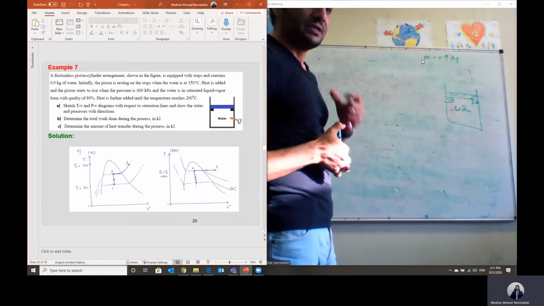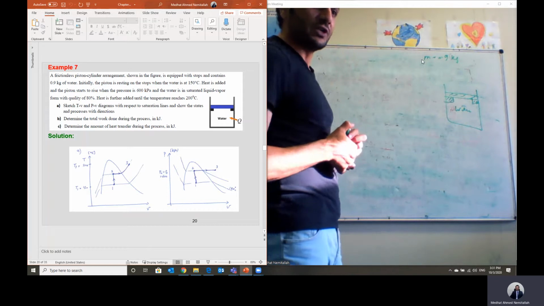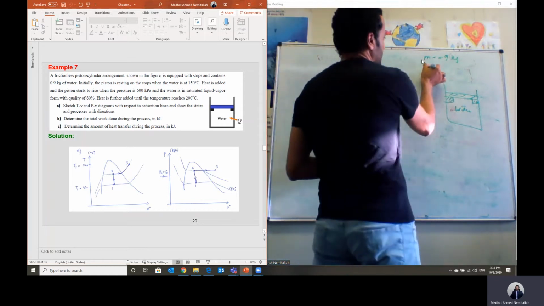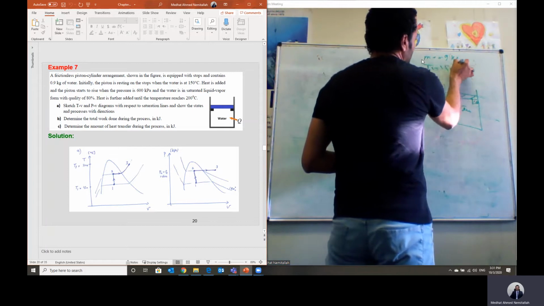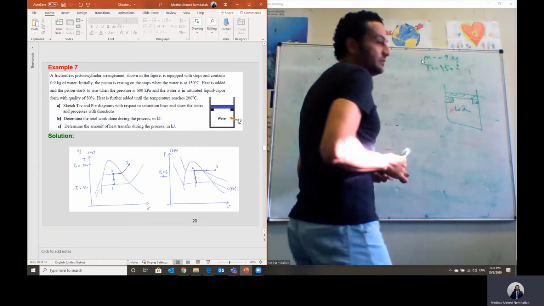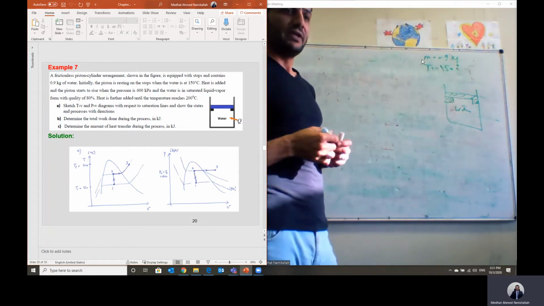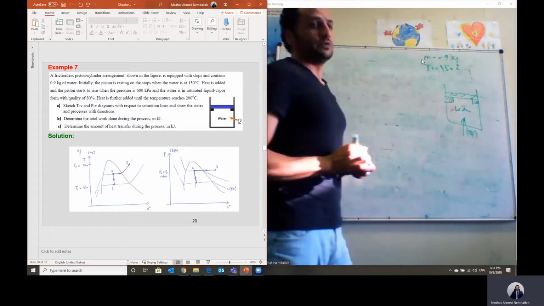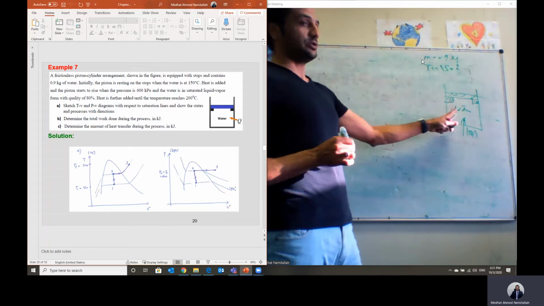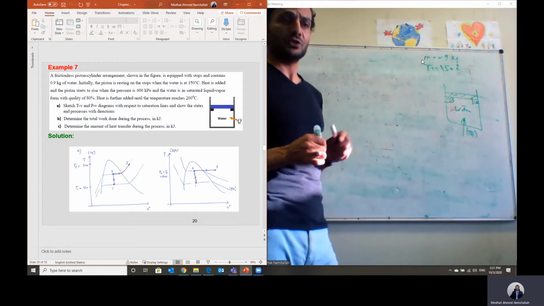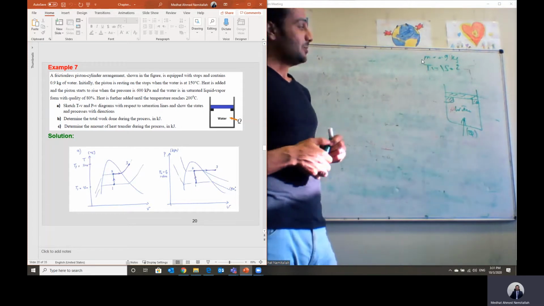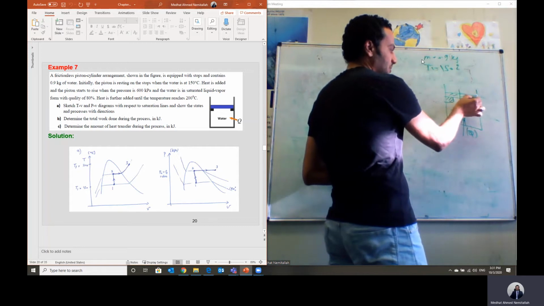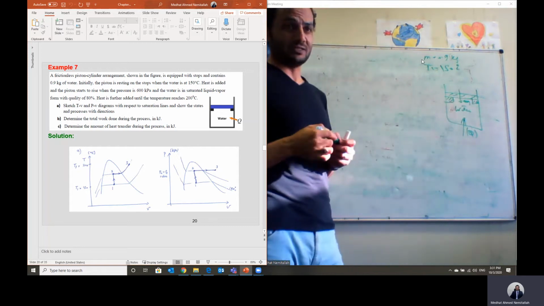He said initially the piston is resting on the stops when the water temperature T1 is equal to 150 degrees C. Okay. Now he said heat is added to this water. So in this case, the temperature of the water will be raised and the pressure will be raised. But this piston has weight, which is equal to mass multiplied by gravitational acceleration.